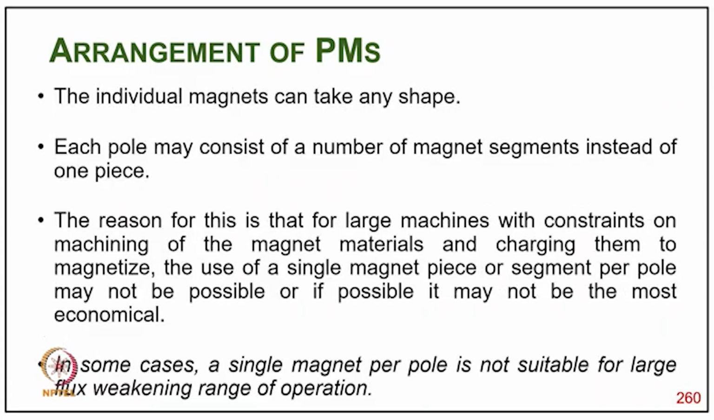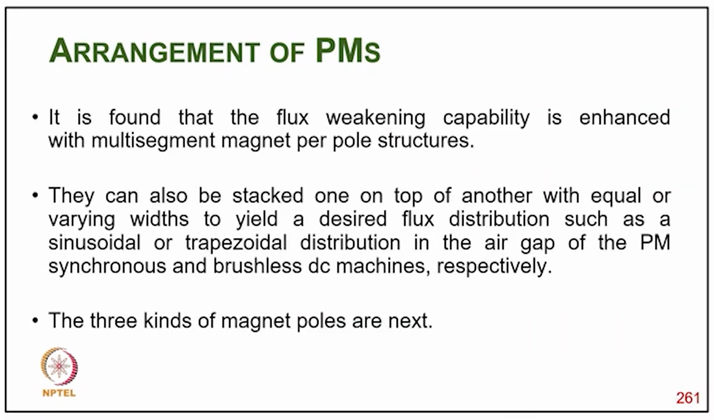Individual magnets can take any shape. Each pole may consist of a number of magnet segments instead of one piece. The reason is that in large machines there are constraints on the machining of the magnet material and also on magnetizing them, and the use of a single magnet piece per pole may not be possible, or if possible it may not be most economical. In some cases a single magnet per pole is not suitable for a large flux weakening range of operation. It is found that the flux weakening capability is enhanced by a multi-segment magnet per pole structure.